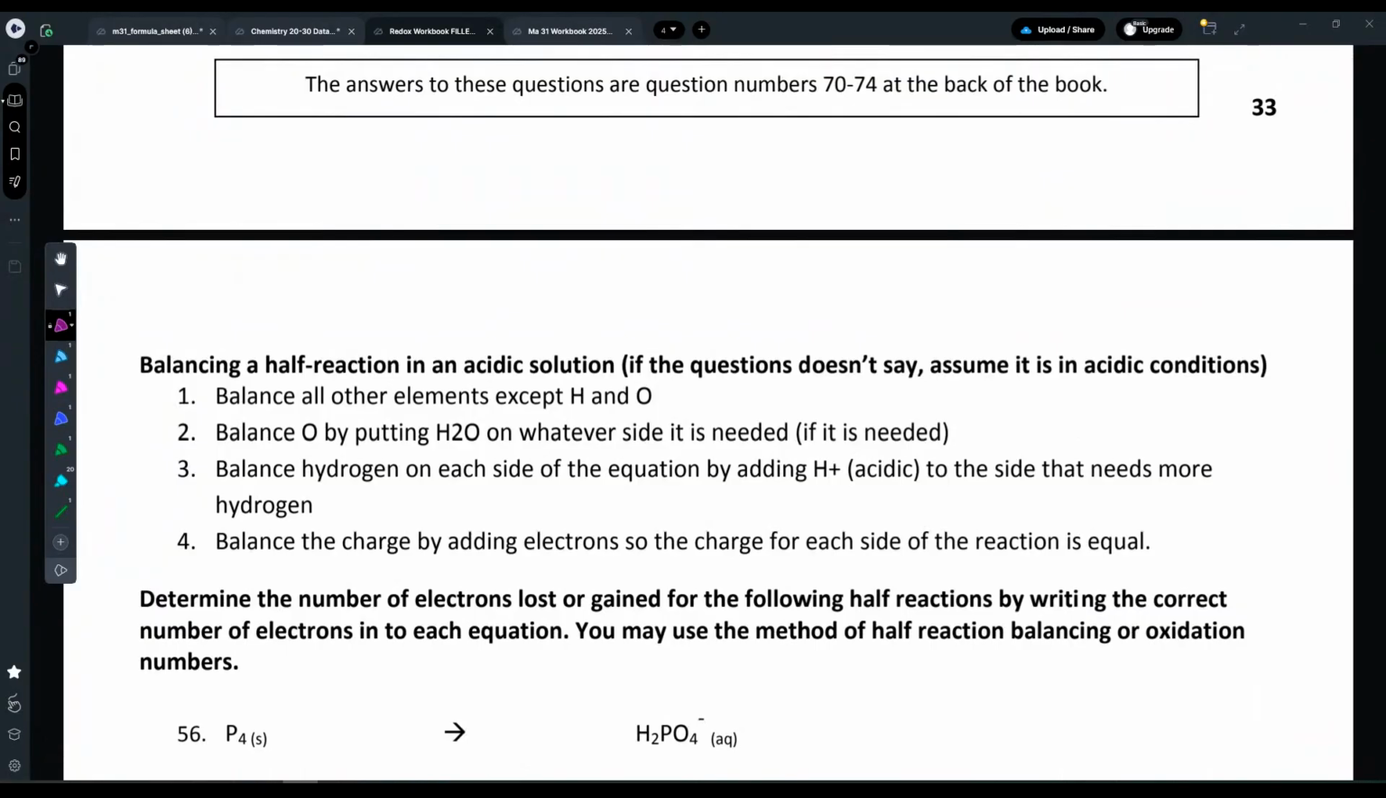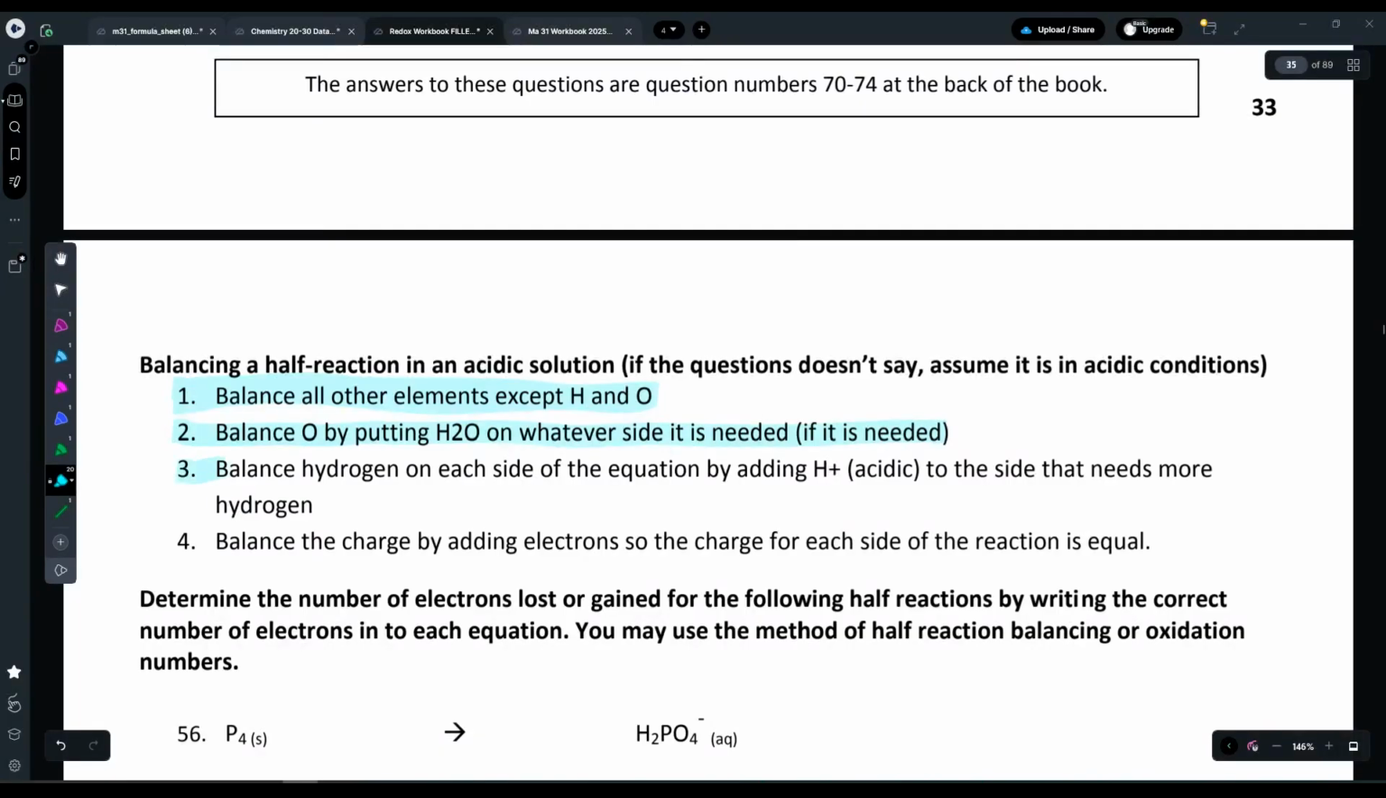First step is we're going to balance all other elements except for hydrogen and oxygen. Then in step number 2, we're going to balance oxygen by putting water on whatever side it's needed. So essentially, you're putting water on whatever side has the least amount of oxygens. Okay, and that's if you need it.